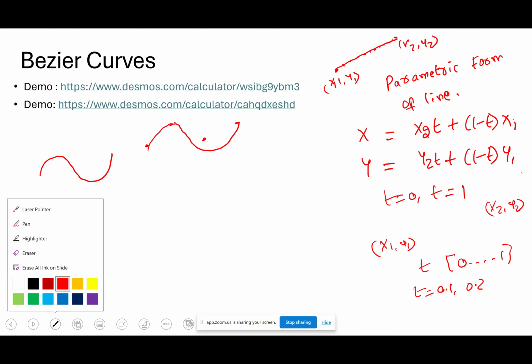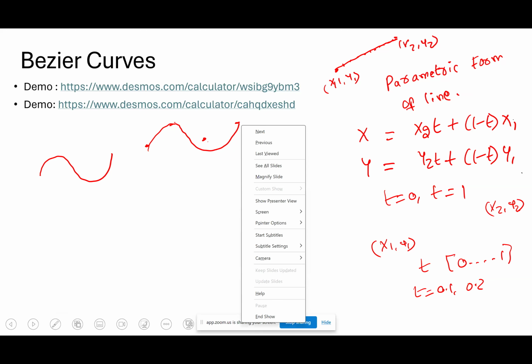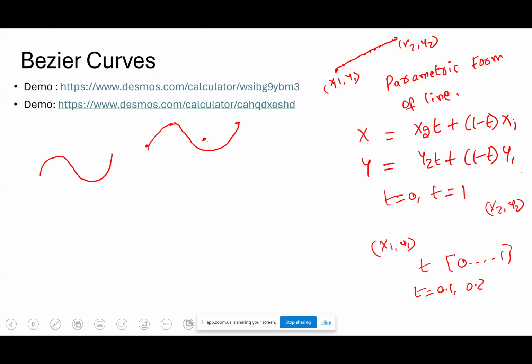So you use these control points to construct the line, right? Here, construct the curve. Yes, I mean the curve. Got it. Sorry, eraser.